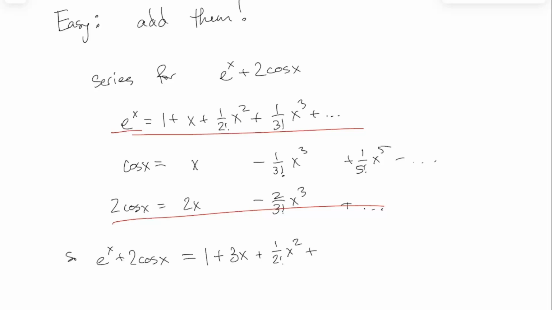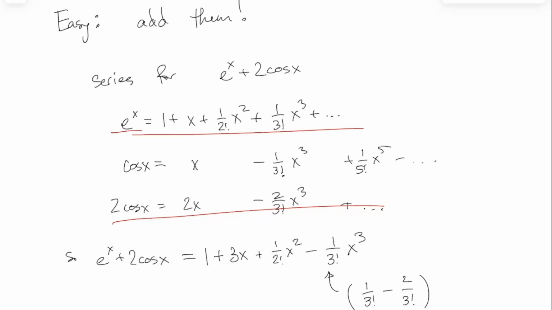The degree 3 term, we actually have a mixture this time. We have 1 over 3 factorial x cubed from the e to the x, and then minus 2 over 3 factorial x cubed from the cosine x. So this actually ends up being minus 1 over 3 factorial x cubed. Where that came from was 1 over 3 factorial minus 2 over 3 factorial, which simplifies to minus 1 over 3 factorial.